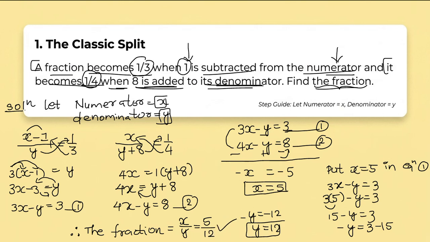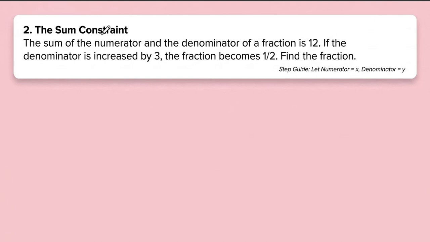Okay, let's look at the next problem. So the question is, the sum of numerator and denominator of a fraction is 12. If the denominator is increased by 3, the fraction becomes 1 by 2. So find the fraction. So what is the first step?